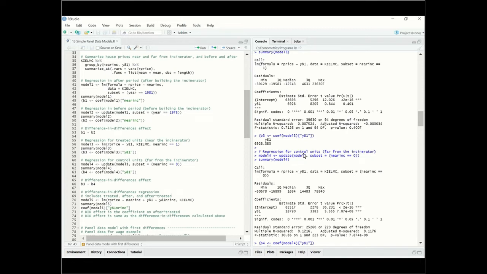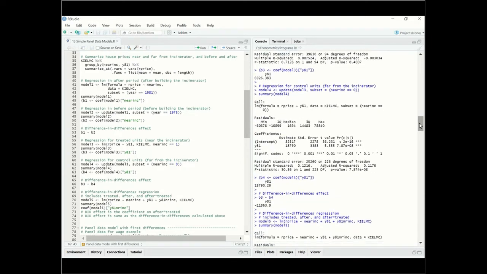But for the controlled units, the ones that are not near the incinerator, we have that these house prices actually increased by about $19,000. So if we do this coefficient minus this coefficient, we would be getting this difference in differences. So what we would get is that the house prices for the treated units are going to be $11,000 lower than the house prices for the controlled units in the after period. So here is this difference in differences effect that we have.